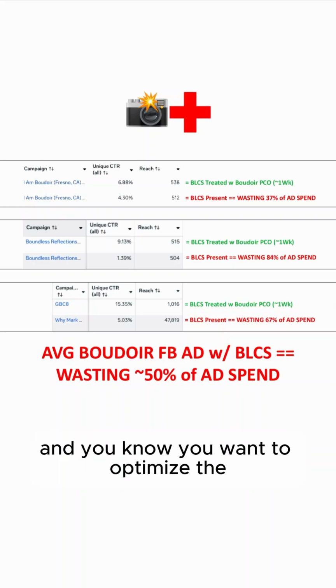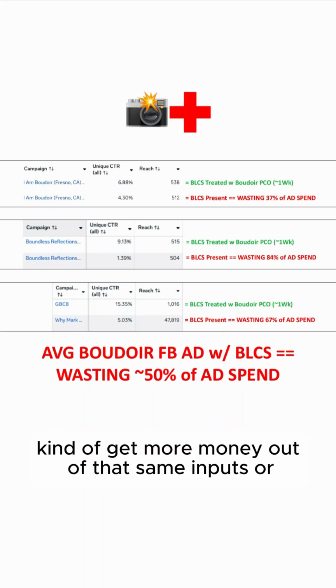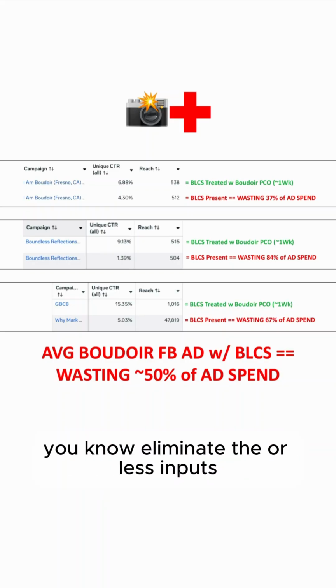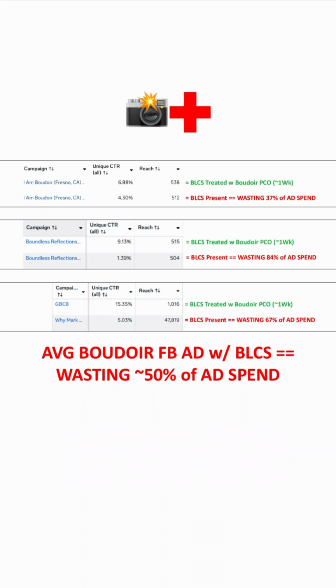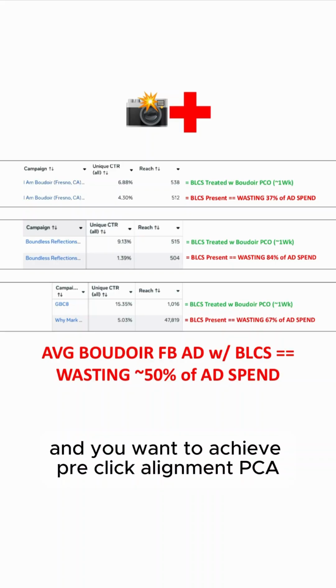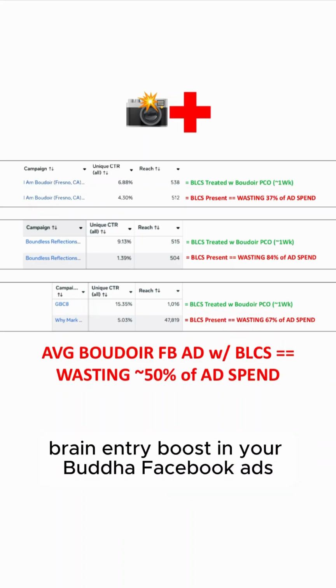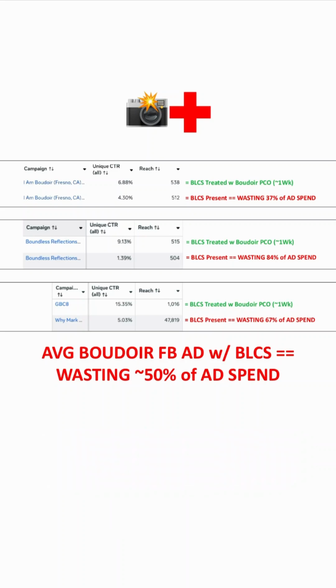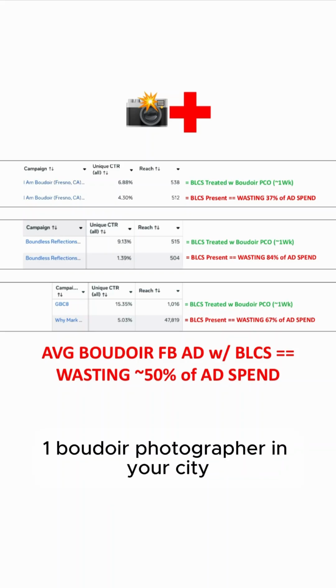And you want to optimize the Facebook ads part of your boudoir business, get more money out of the same inputs, or less inputs but same output, kind of optimize there. And you want to achieve pre-click alignment PCA, become a dominant boudoir advertiser, and have boudoir brain entry boost in your boudoir Facebook ads, because you need that on your way to become the #1 boudoir photographer in your city.